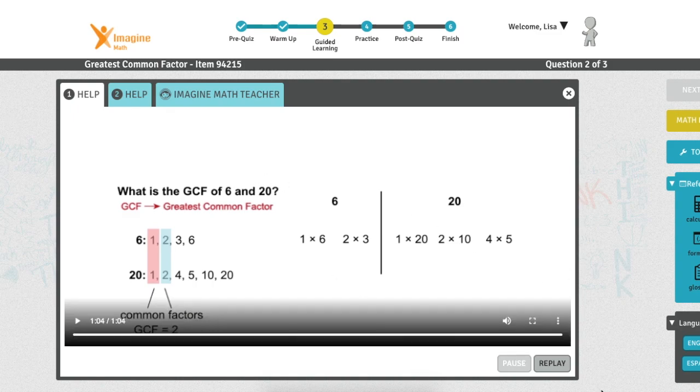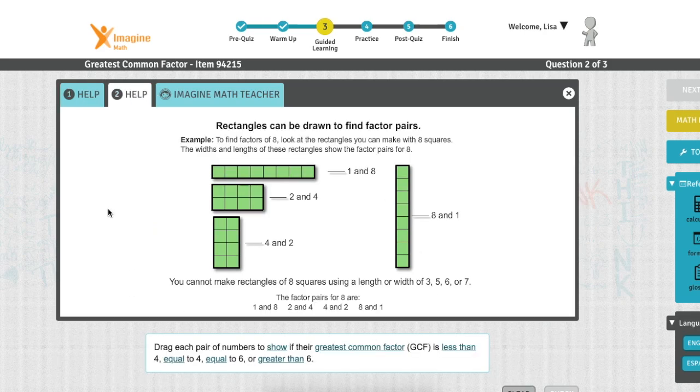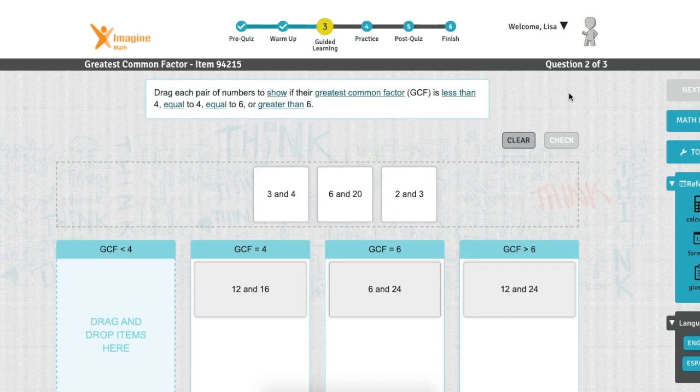All right, but let's say that didn't really help me very much, and I need some more help. I also have this diagram that we can look at to see all of the ways that we can break down two numbers. Okay, so there are my factors for 8. 1 and 8, 2 and 4, 4 and 2, 8 and 1. If I'm still struggling, I can ask the live teacher for help as well.